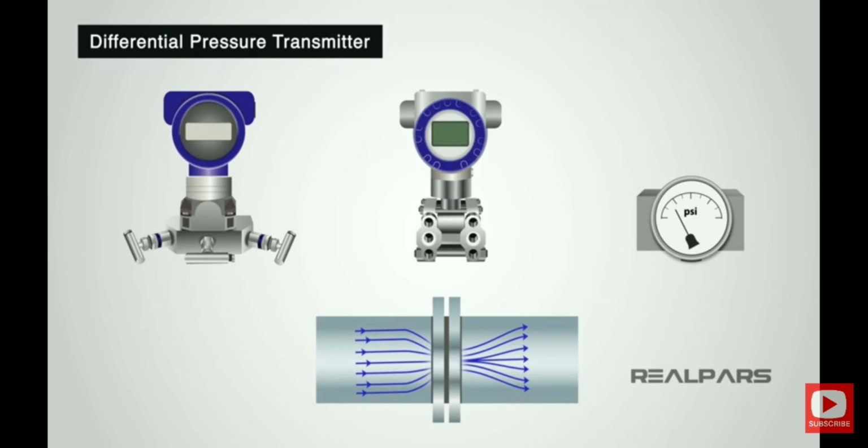A differential pressure transmitter is capable of measuring both positive and negative pressure difference. The key characteristic of a DP transmitter is its ability to measure the pressure variance between two points in a system, which results in a positive or negative differential pressure.